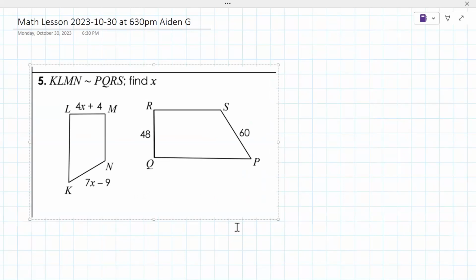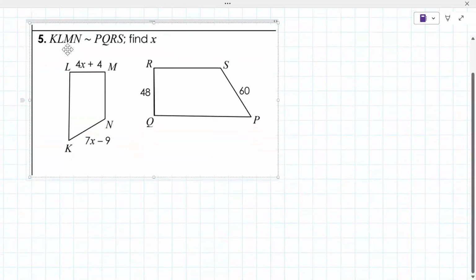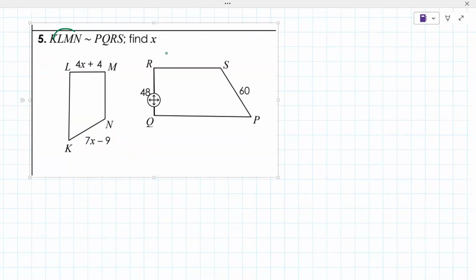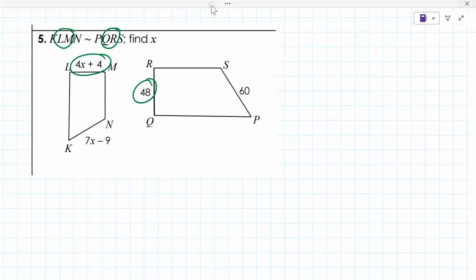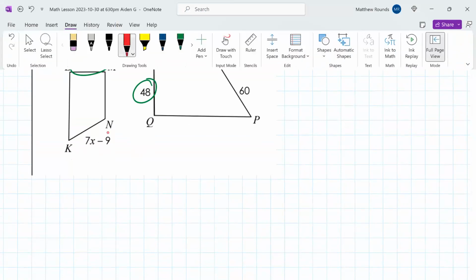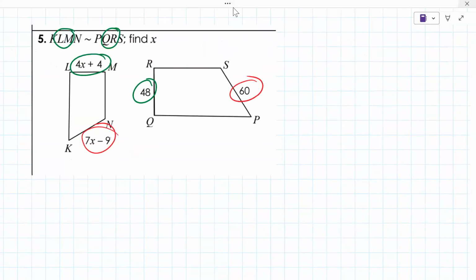Ready. All right. So we've talked at length about how really using the letters is kind of the big deal here. So L to M is the middle two letters. That's going to go with Q to R. And you can see here that the 4x plus 4 goes to the 48. And then we reasonably presume that the 7x minus 9 goes with the 60. And you're generally setting up some sort of proportion here.